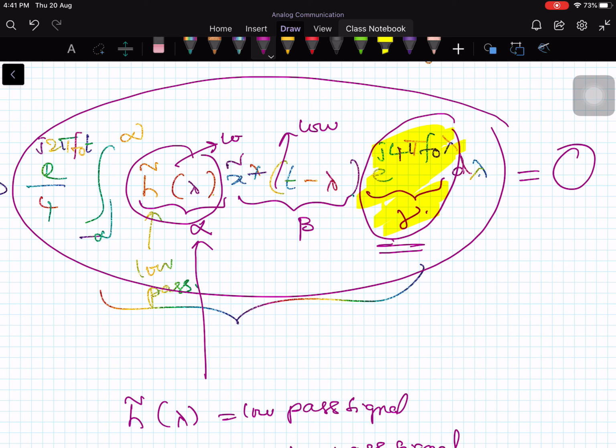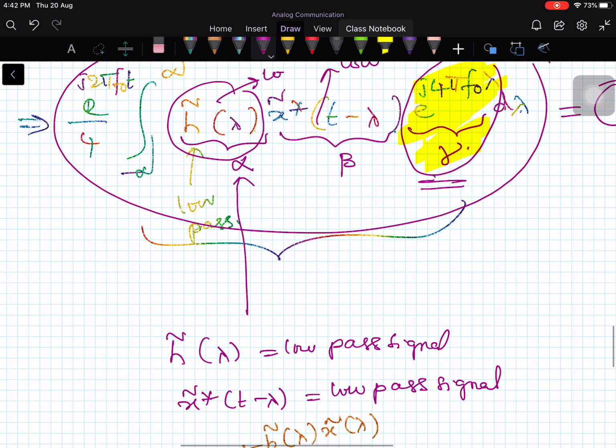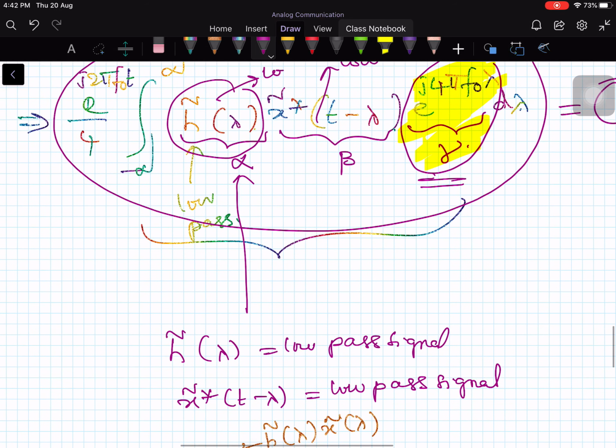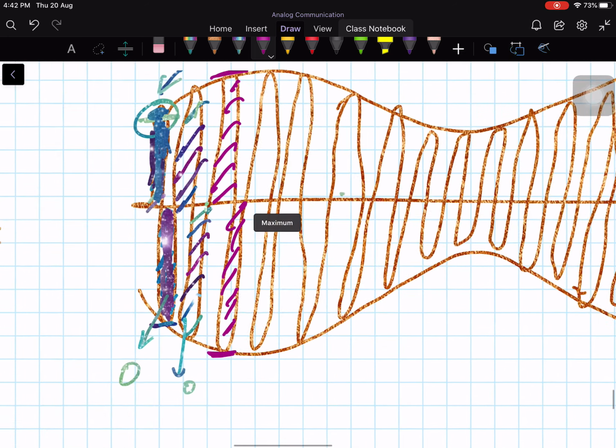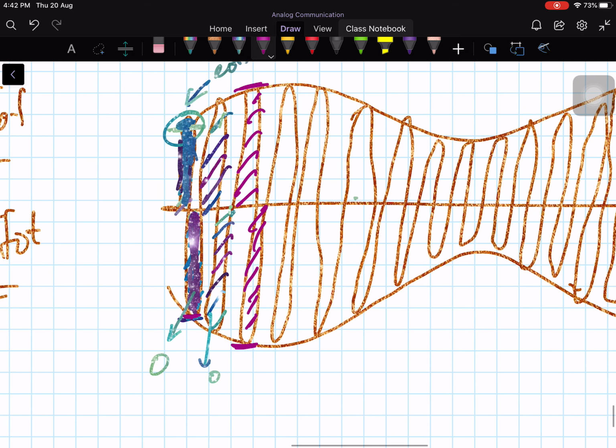So we are assuming here slow enough. The low pass signal is varying very slowly. So therefore you can come to this conclusion, approximation, that over one cycle of this e to the j 4 pi f naught t, the low pass signal h tilde of lambda and x tilde conjugate of t minus lambda are more or less constant. That's what I mean. So in this region it is more or less constant.